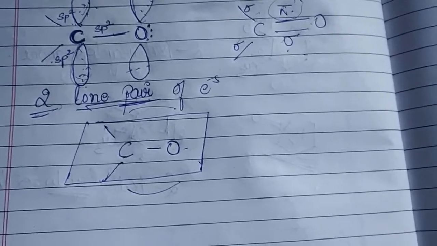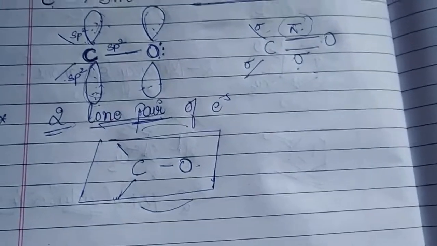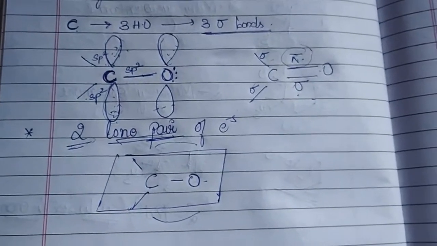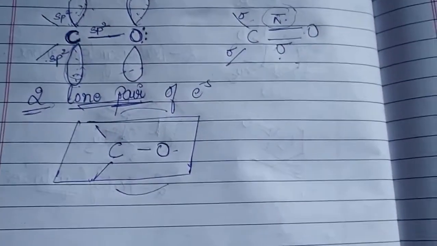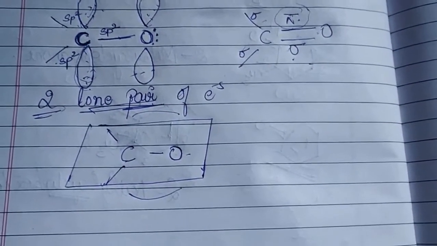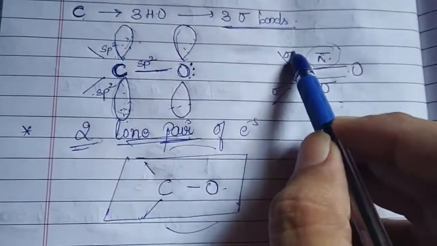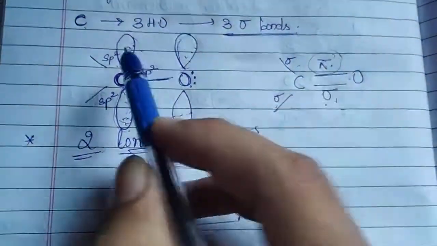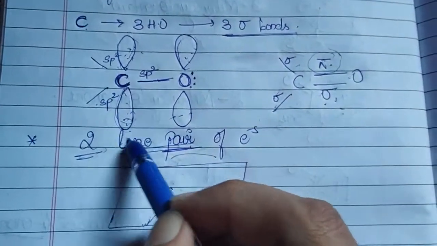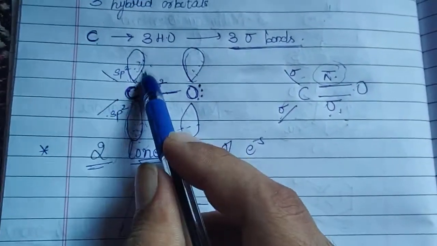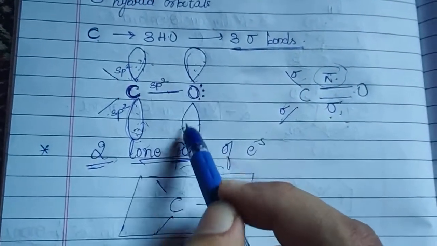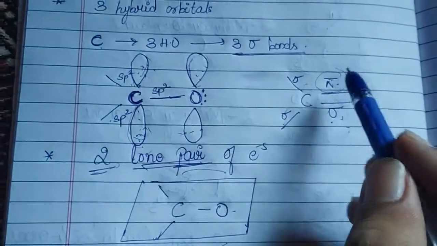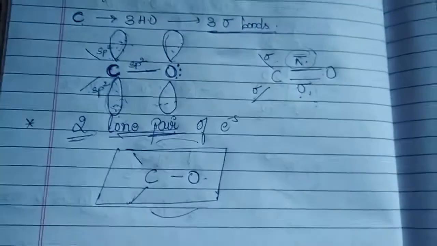Sp2 hybridized means it will have 3 sp2 hybrid orbitals. So utilizing all 3 sp2 hybrid orbitals, it is going to form 3 sigma bonds that we have seen over here. Then an unhybridized pz orbital of the carbon overlaps sideways with the pz orbital of the oxygen, resulting in the formation of the pi bond.